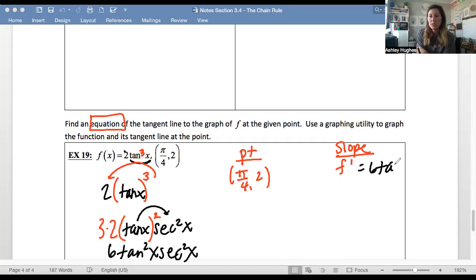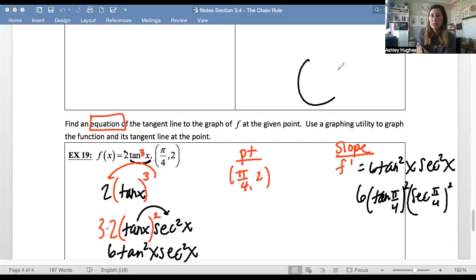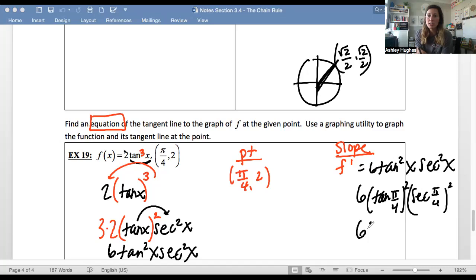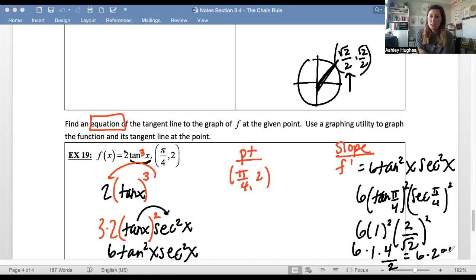So then I need to apply this to pi over 4. So 6 tangent pi over 4, quantity squared, secant pi over 4 quantity squared. My unit circle is right, this is pi over 4, and it's root 2 over 2, root 2 over 2. So your tangent is 1, so that's nice. Your secant is the reciprocal of cosine. So it's 2 over root 2 squared. So this is 6, 1 squared is 1. 2 squared is 4, and square root of 2 squared is 2. So we have 6 times 2, which is 12.